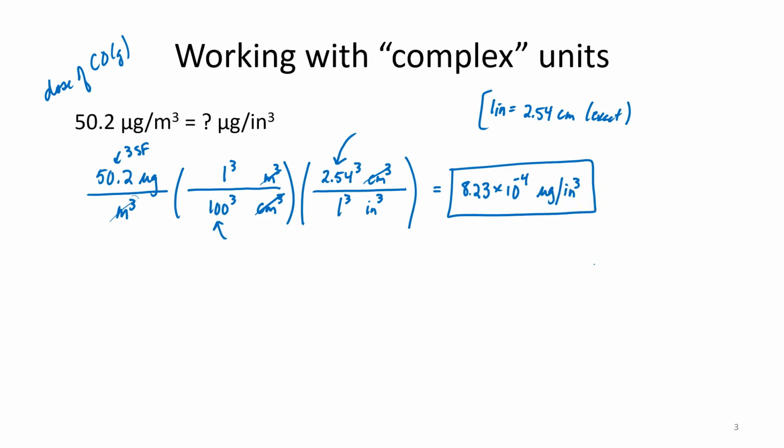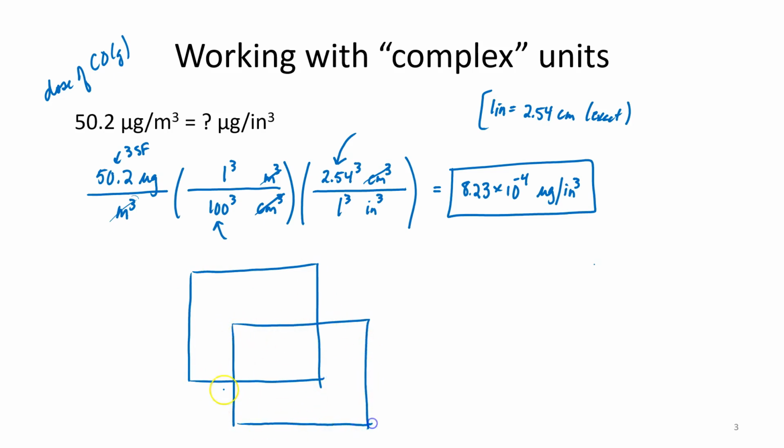Does this value make sense? I think it does. Remember, a cubic meter is going to be pretty large. So this would be 1 meter on all 3 sides. That's going to be pretty large, so I can imagine 50 micrograms fitting inside of here. But if I only had a cubic inch, that's going to be a lot smaller, so I think the micrograms inside would also be a lot smaller. So I'm satisfied with our final answer.